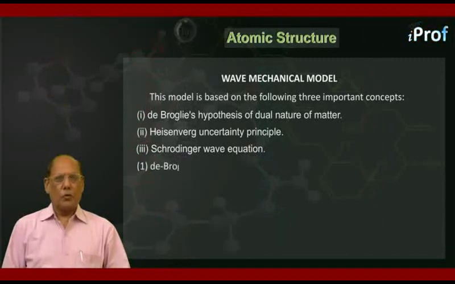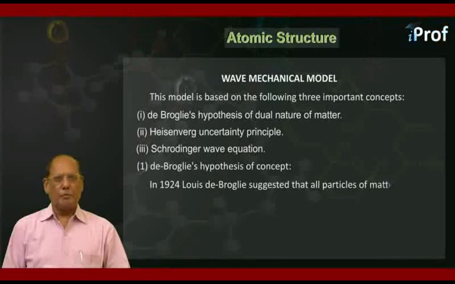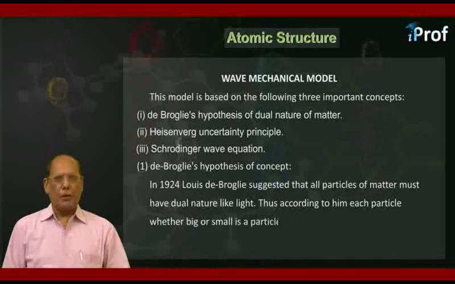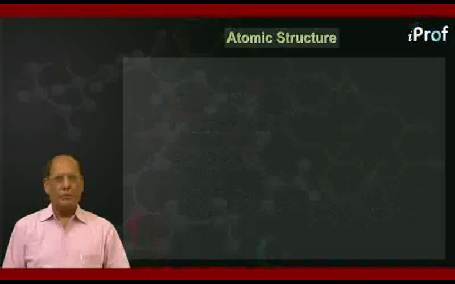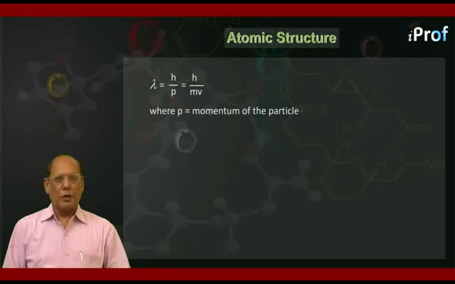So number 1, de Broglie's hypothesis. In 1924, Louis de Broglie suggested that all particles of matter must have dual nature like light. Thus, according to him, each particle, whether big or small, is a particle as well as a wave. The wavelength of the matter wave is given by lambda equal to h upon p, and that's equal to h upon m into v, where p is momentum of the particle and that's equal to mass into velocity, m into v.